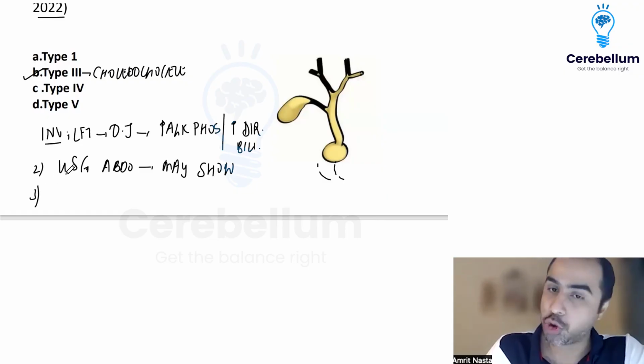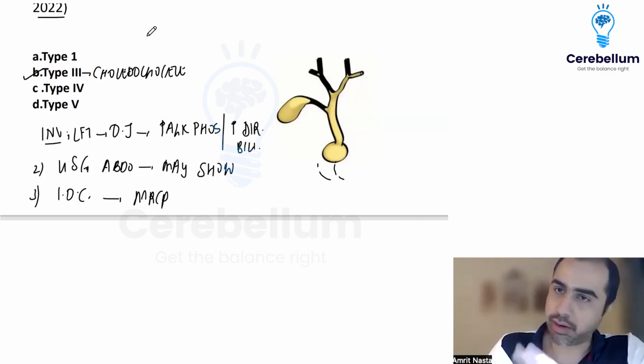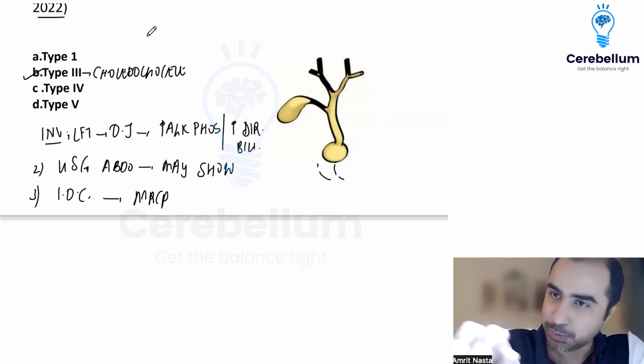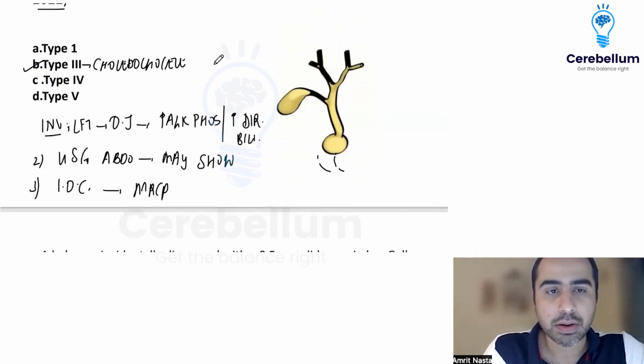But if you want to be sure it's a choledochal cyst, investigation of choice, of course, will be MRCP. No doubt about it. Investigation of choice, MRCP. Not ERCP. Huh? इसमें ERCP नहीं है. Diagnosis, MRCP. Now come to the treatment.